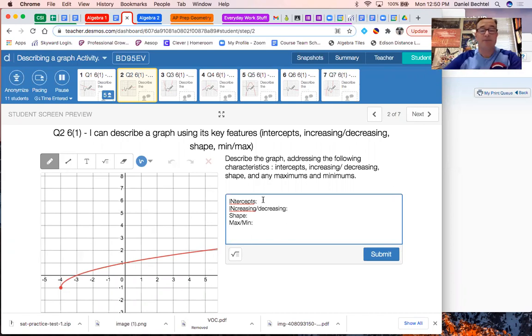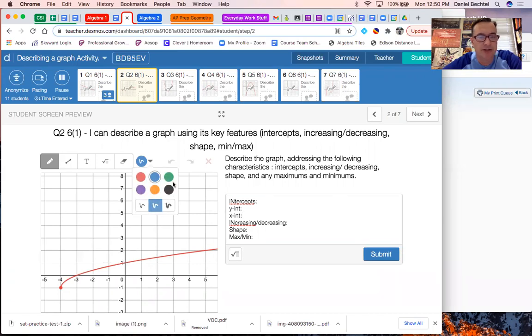Intercepts. We can only have 2 types: y-intercept and x-intercept. So I'm going to type those, and now let's find them. First, let's look at the y-intercept. I'm going to use a different color because it's kind of fun. My y-intercept is this point right here. Max and minimum, I'll get to in just a second. Let me make sure we can talk about this part first.